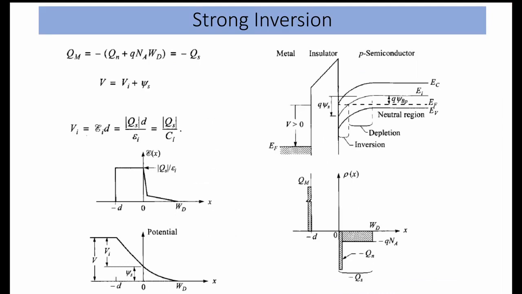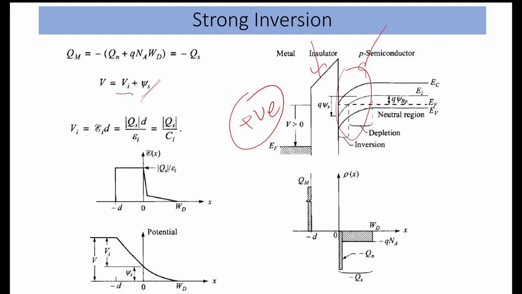Okay, so what were we? So here when we apply a positive voltage, how is the voltage dropping? Voltage is dropping at the insulator and at the semiconductor. So the voltage dropped at the insulator is Vi, and the voltage drop in the semiconductor, which is equal to the band bending at the insulator semiconductor interface, is psi s, okay.